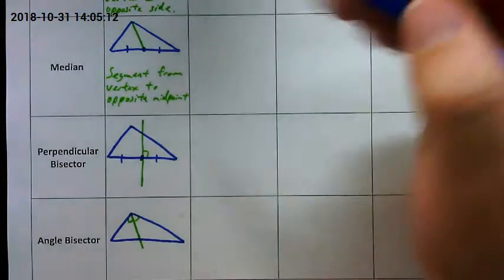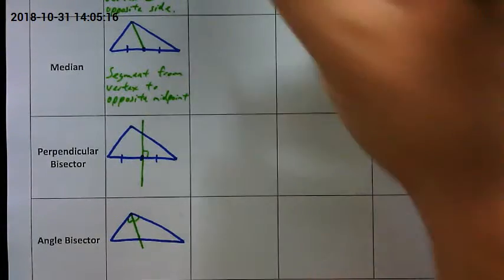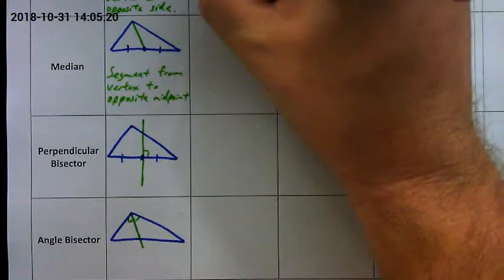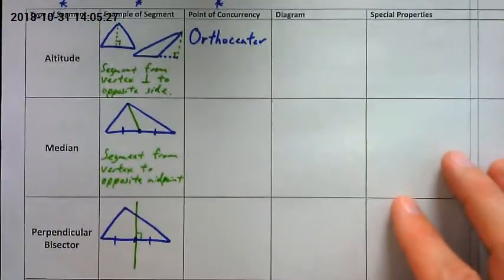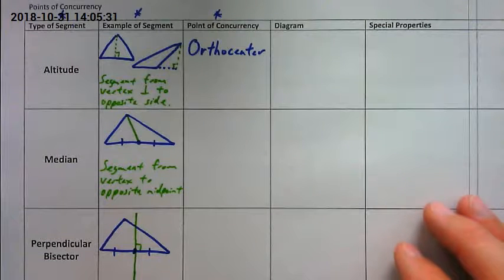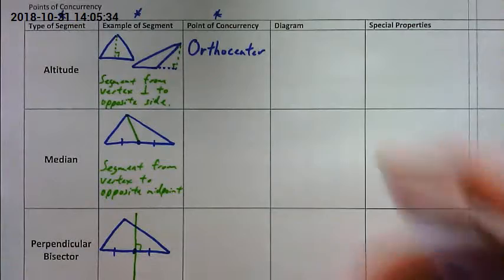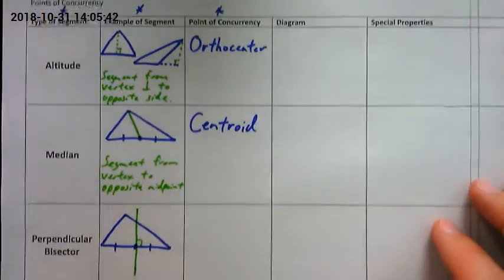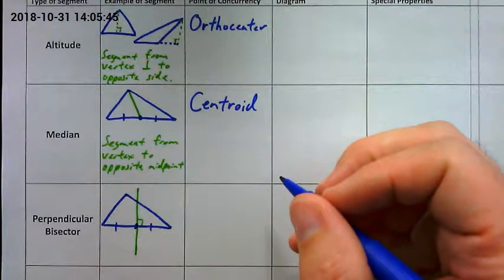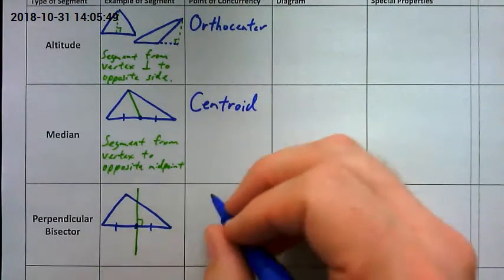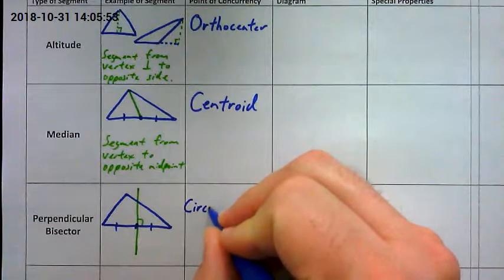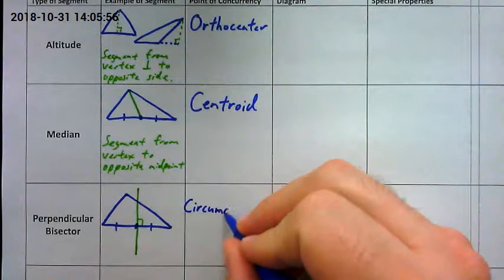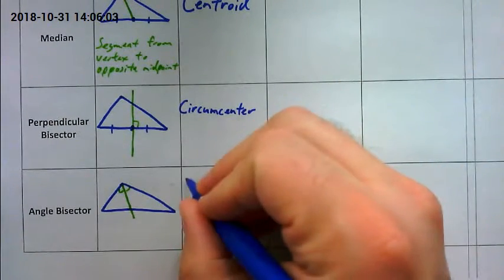First off, the names. The first one, where all the altitudes meet, it's called the orthocenter. So where the altitudes meet is the orthocenter. Where the medians meet, it's called the centroid. Where all the perpendicular bisectors meet, it's called the circumcenter. And where all the angle bisectors meet, it's called the incenter.